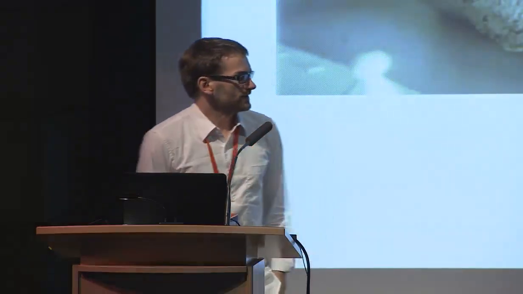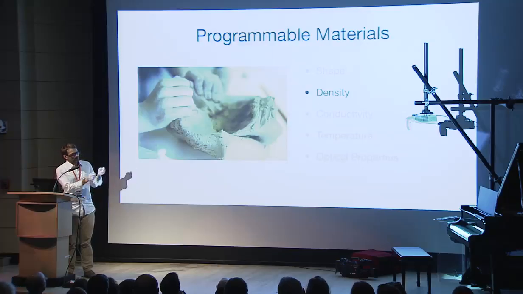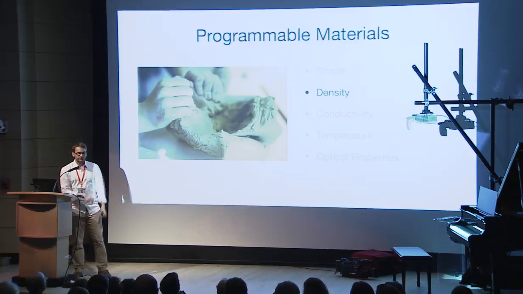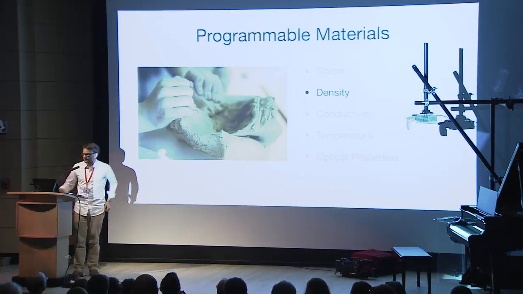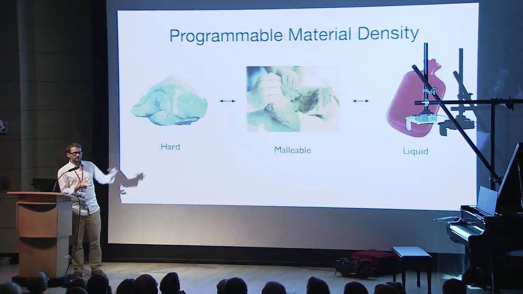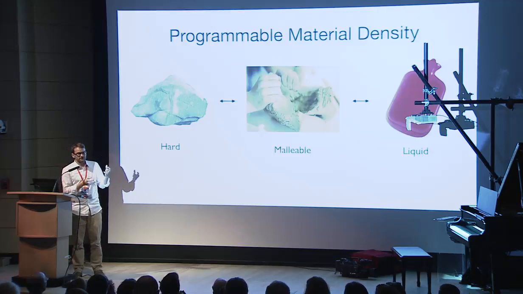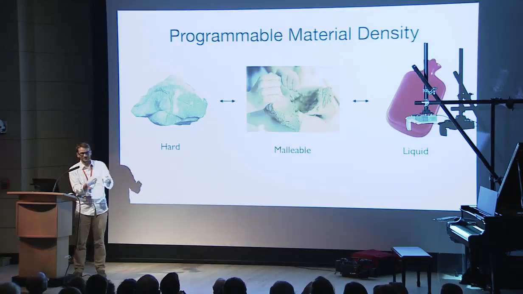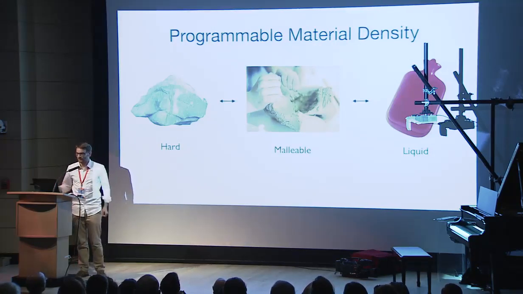So one thing we looked at was controlling the shape. The overall shape of the interface is very tough if we're going to do it precisely. Maybe we can do something like control the density of a material and do that with a very simple method. So we looked at programmable material density. We wanted to have a material that, again, is kind of like clay. It feels how we deform it, but we can also control how it physically feels. So we can have a material that at some point is as hard as a rock, to malleable, like clay, to something that is as liquid as a bag filled with water.